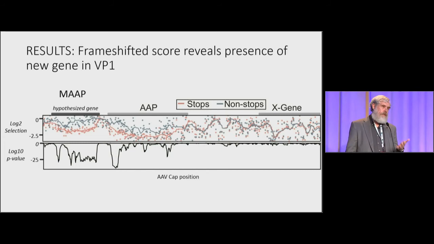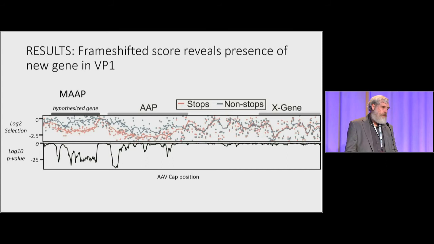So the challenge is that anywhere you have an open reading frame, there's a lot of information content already due to the main reading frame, which is the cap. But here, the AAP was a known gene, and the new hypothesized gene is MAAP, we're calling it, and you can see the p-value dips near the beginning of the AAP gene. It's not overwhelming. You're looking for a log 10 to be as negative as possible. So 10 to the minus 25 is extremely significant, and you can see that at the beginning of the AAP. But look at how significant the MAAP is.